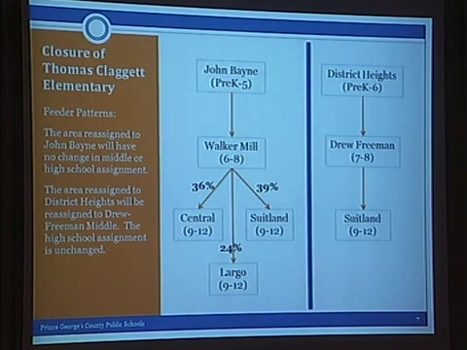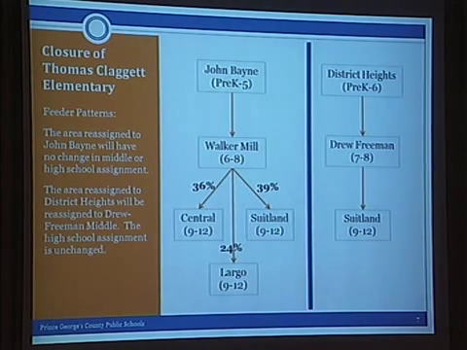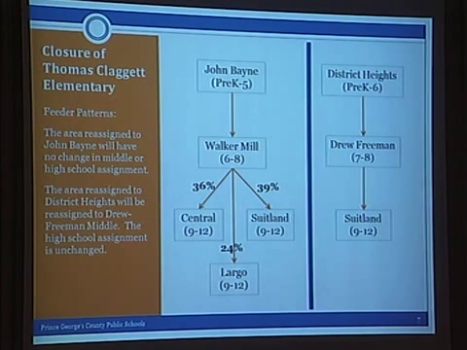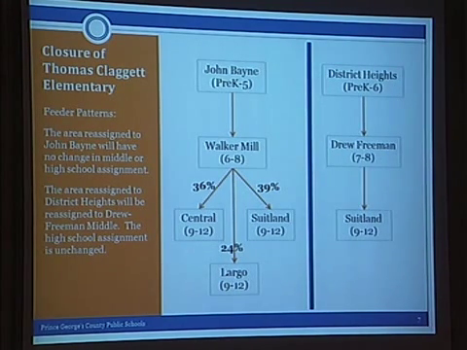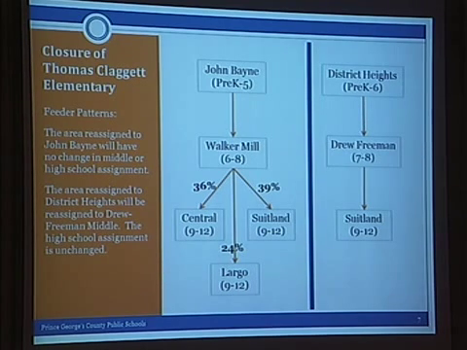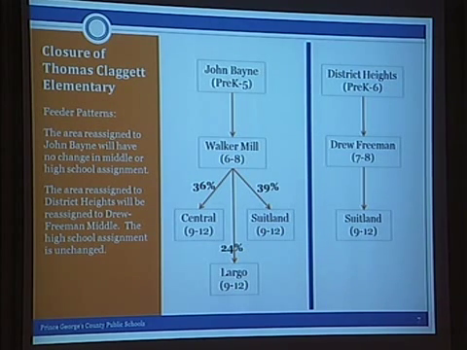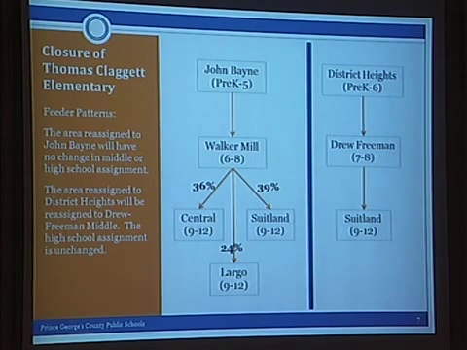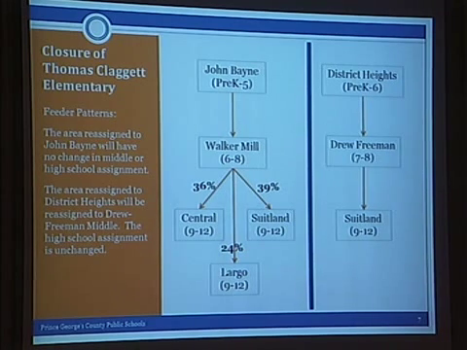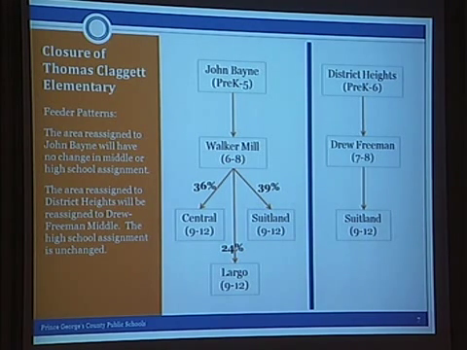In regards to the articulation pattern, there would be very modest changes. The slide before you shows how the children would be assigned to elementary and middle schools should the CEO's recommendation be adopted. For the children reassigned to John Bain, there would be no change in either their middle school or high school assignment. For those students that are reassigned to District Heights, they would be reassigned to Drew Freeman Middle School. The high school assignment would be unchanged as a result of this proposal.